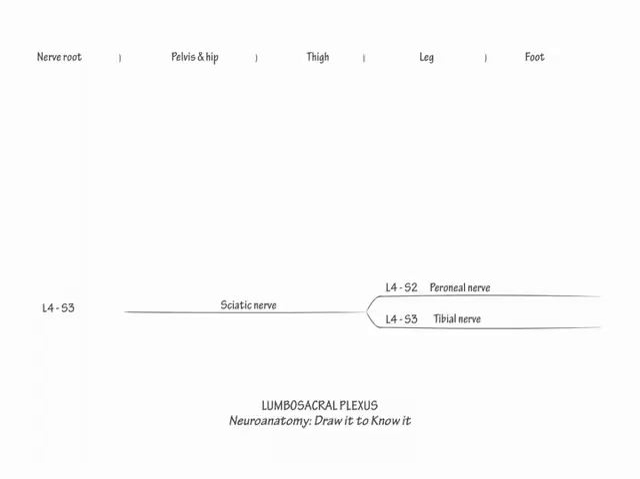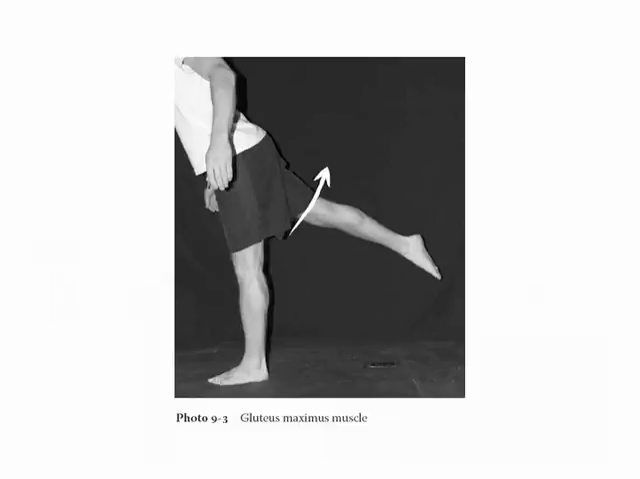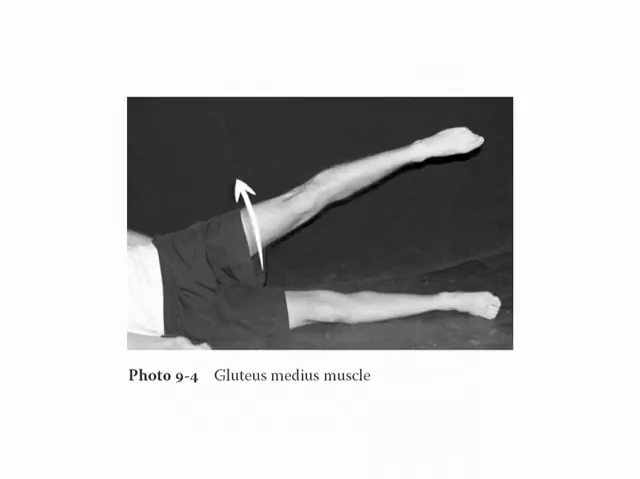Next, draw the inferior gluteal nerve, derived from L5 to S2, and show that it innervates gluteus maximus. Then, one level above it, show the superior gluteal nerve, derived from L4 to S1, innervates gluteus medius. Demonstrate that gluteus maximus provides hip extension and gluteus medius provides hip abduction.